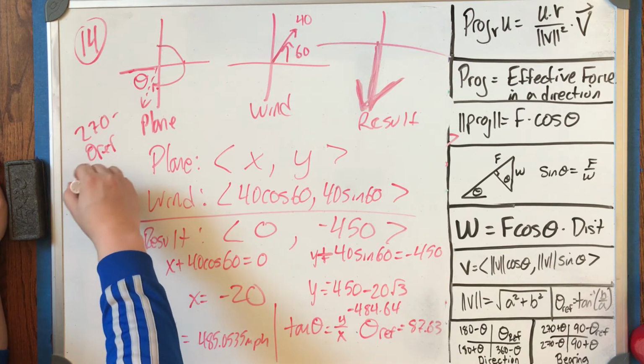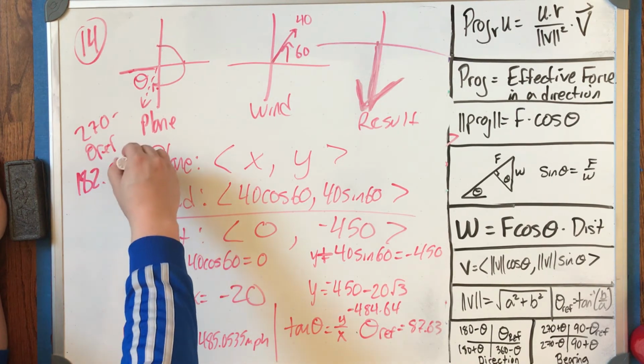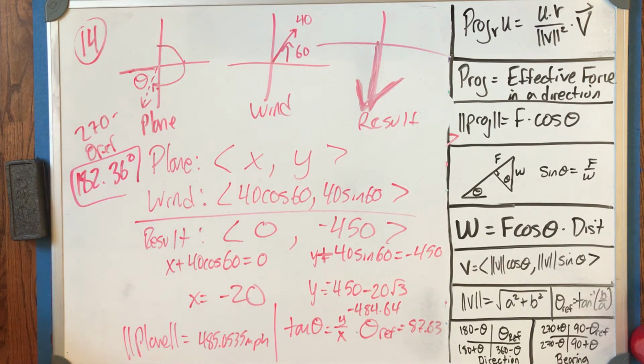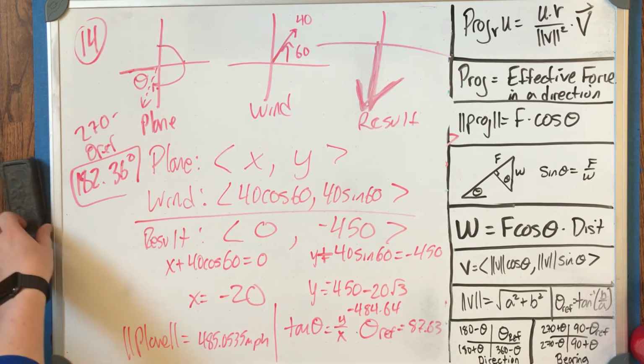And when I do that, I'll get 182.36. So that's the direction the plane needs to point itself, going at 485 miles per hour for it to result going directly south. So it's a variation on one we've already done. That's kind of fun.